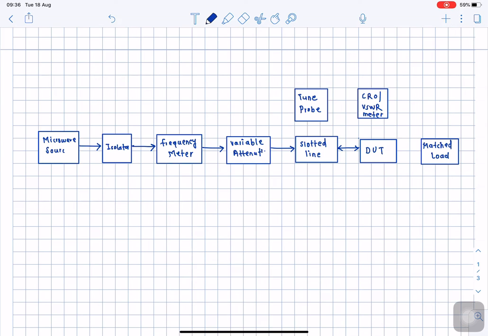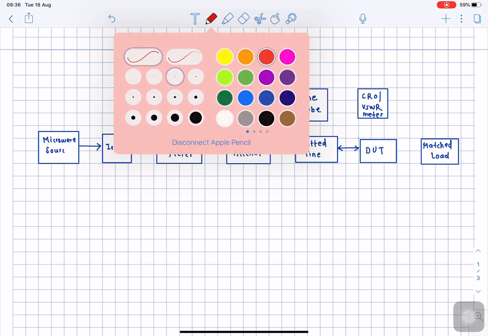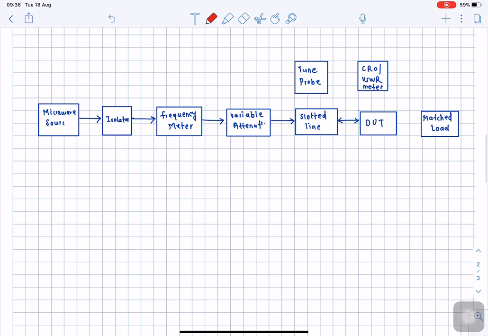Okay, so this device under test could be any particular device whose VSWR we want to measure. It could be any equipment, or it could be a circuit, or it could even be a transmission line whose VSWR we want to measure.